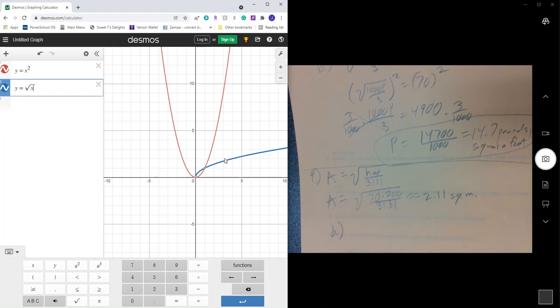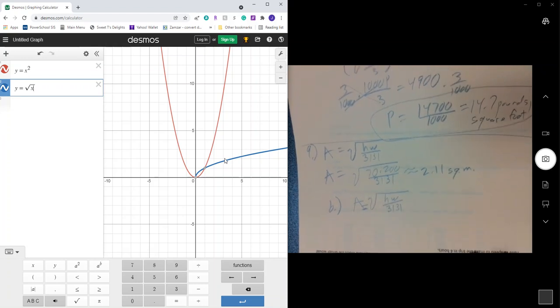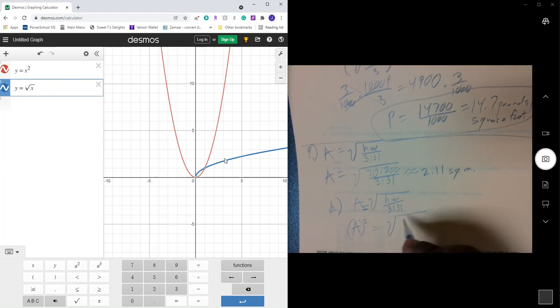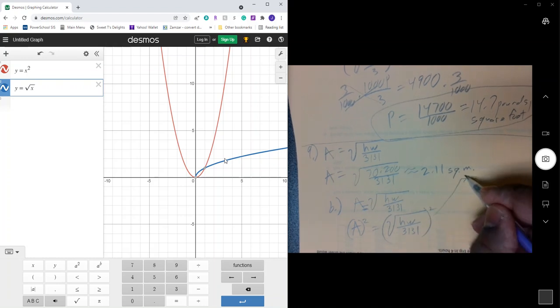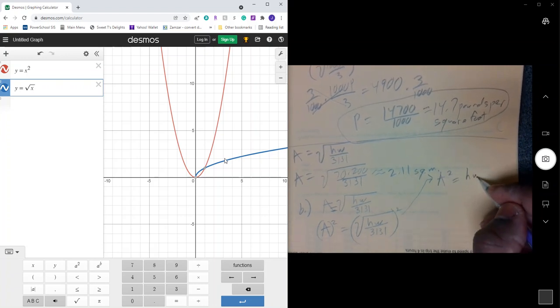So B, it says solve the formula for W. So we will have A is equal to the square root of HW over 3131. Now, this is telling us we want to get W by itself. So first thing we would need to do is square both sides. All right. So let me pull this over here. So this will give us A squared is equal to HW over 3131.